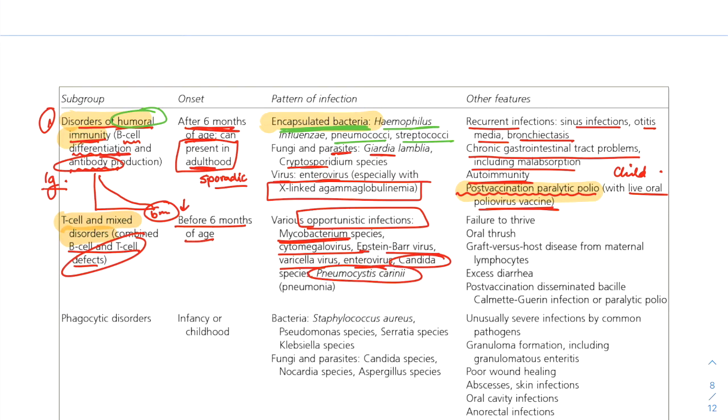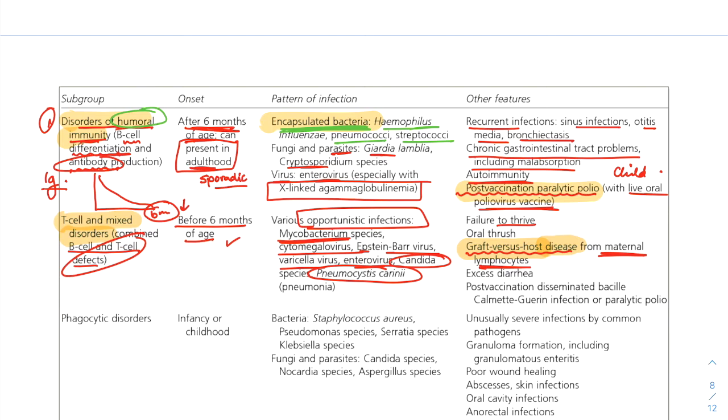Now, these children usually present before 6 months of age, and they do not have a tendency to grow, that is, there is failure to thrive. An important point to note is that children with T cell disorders have a tendency of developing graft versus host disease. That is due to the reaction with the maternal lymphocytes. The maternal lymphocytes, when passed to the baby through the placenta, cause graft versus host disease.